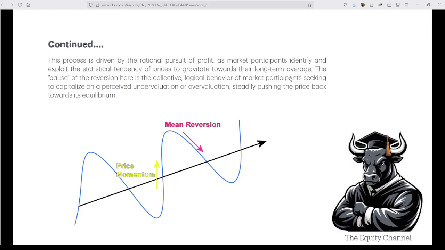The process is driven by the rational pursuit of profit as market participants identify and exploit the statistical tendency of prices to gravitate towards their long-term average. All right. The cause of the reversion is collective, logical behavior of market participants seeking to capitalize on a perceived undervaluation or overvaluation, steadily pushing the price back towards its equilibrium or fair value. Here we go.